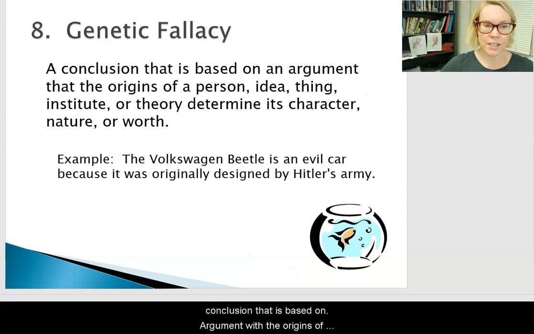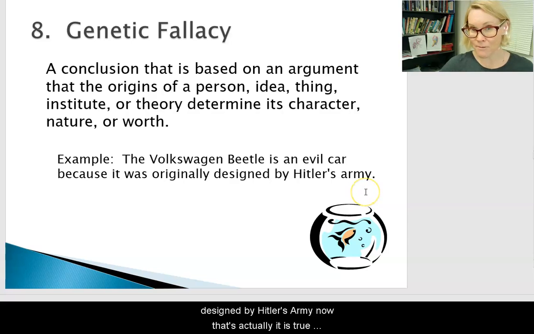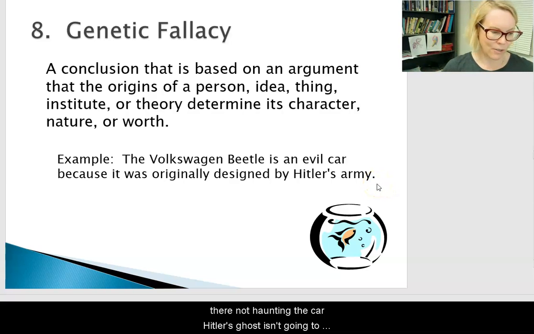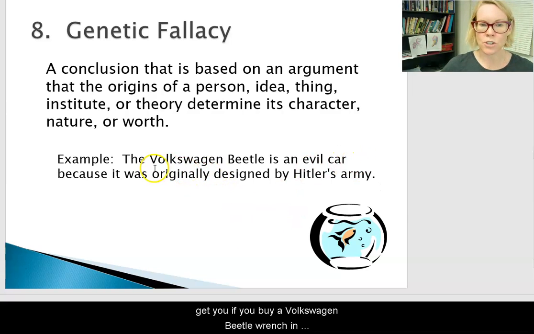Okay, next up we have a genetic fallacy. A genetic fallacy is a conclusion that is based on an argument that the origins of a person, idea, thing, institute, or theory determine its character, nature, or worth. And here's an example. The Volkswagen Beetle is an evil car because it was originally designed by Hitler's army. Now that factoid is true. Hitler's army did invent the Volkswagen Beetle. But buying a Beetle today has no relation to Hitler's army, right? They're not haunting the car. Hitler's ghost isn't going to get you if you buy a Volkswagen Beetle, right? In this case, there's no relationship between the two. Now, if you could prove a relationship, that would be different. But without proof or evidence of a relationship, it's just a genetic fallacy. Okay?